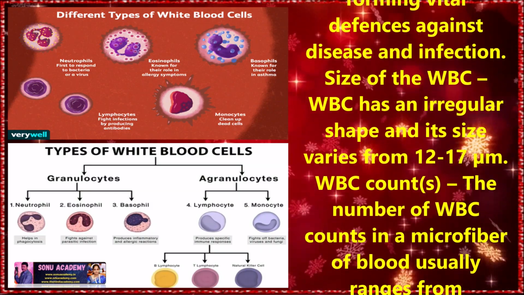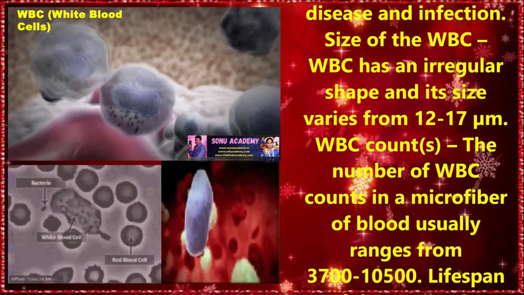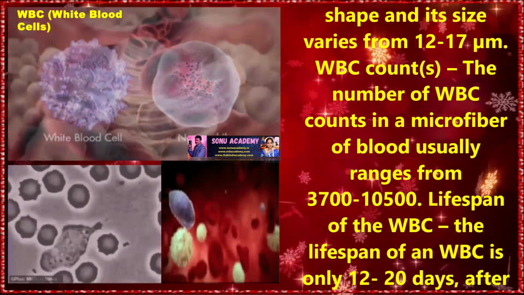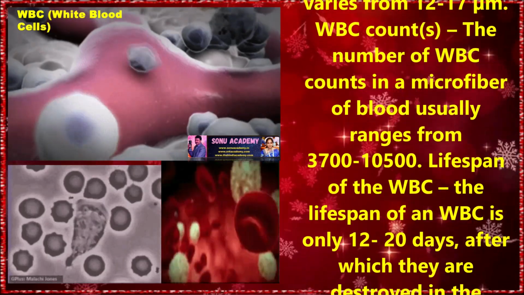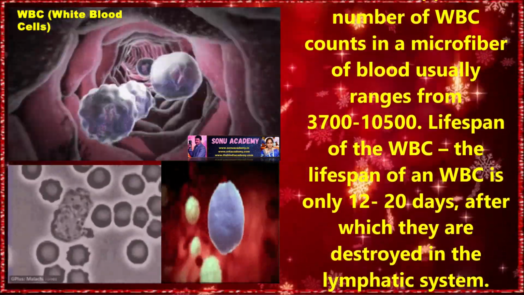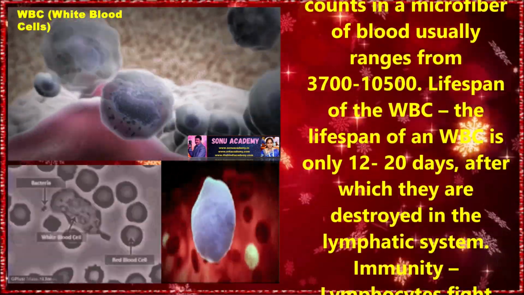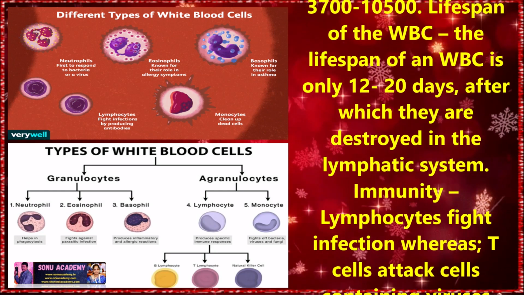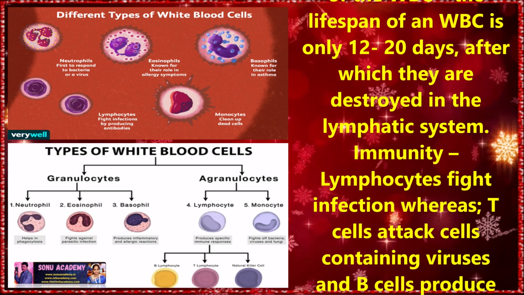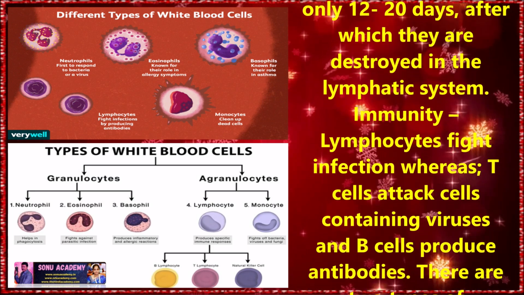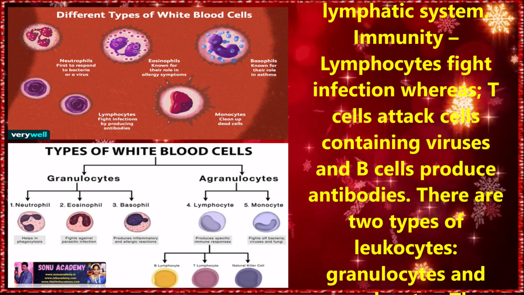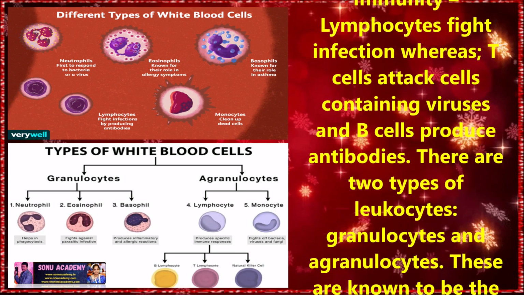Children, now let us see the size of WBC. WBC has an irregular shape and its size varies from 12 to 17 micrometers. The WBC count in a microliter of blood usually ranges from 3,700 to 10,500. The lifespan of a WBC is only 12 to 20 days, after which they are destroyed in the lymphatic system.